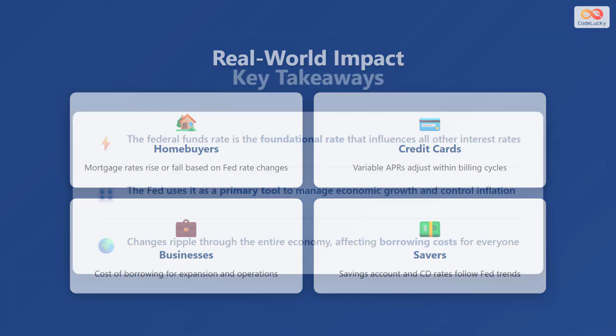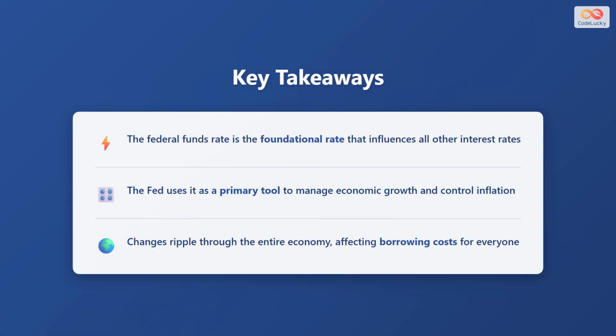Let's wrap up with the key takeaways. First, the federal funds rate is the foundational interest rate that influences all other rates in the economy. It's the starting point from which other rates are derived. Second, the Federal Reserve uses this rate as its primary tool to manage economic growth and control inflation. It's the main lever they pull to guide the economy. And third, when the Fed changes this rate, the effects ripple through the entire economy, affecting borrowing costs for consumers, businesses, and governments alike. Understanding the federal funds rate is essential for understanding modern economics and monetary policy.